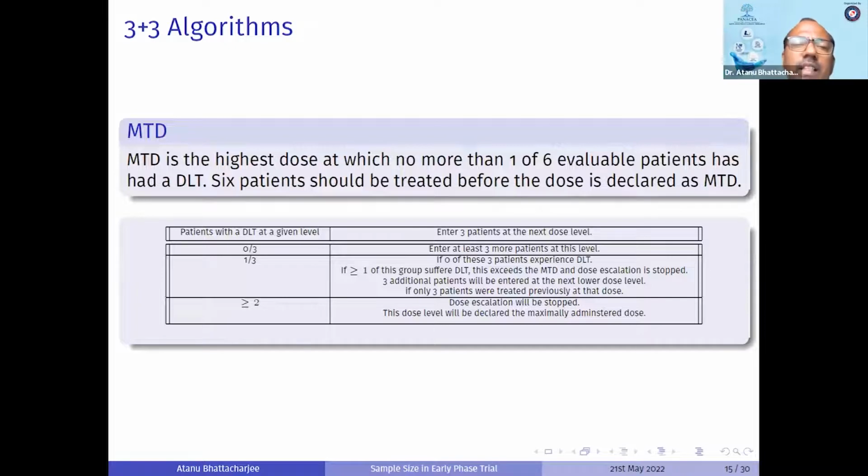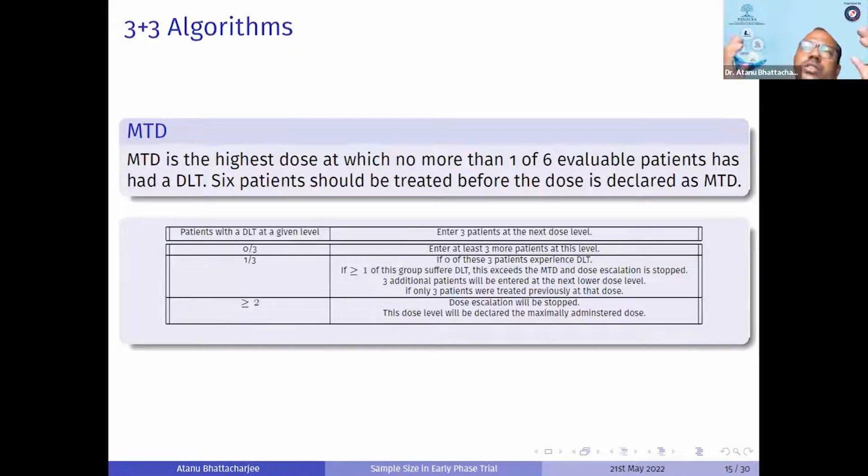Let's say MTD is the highest dose, as we mentioned, at which no more than 1 out of 6 evaluated patients has had a DLT. Now I'm using a new term, DLT. What is a DLT? 6 patients should be treated before the dose is declared as MTD.